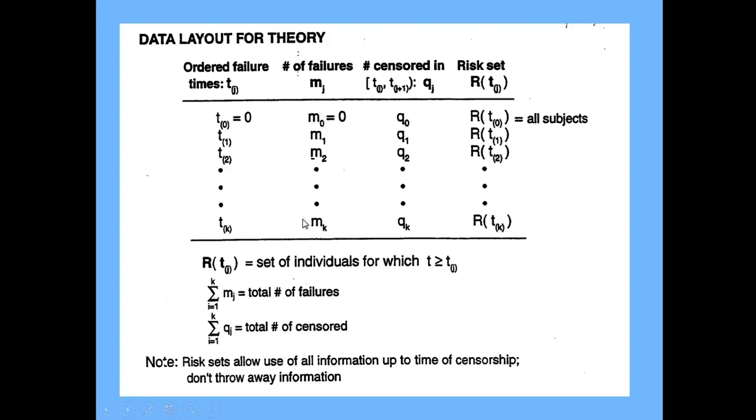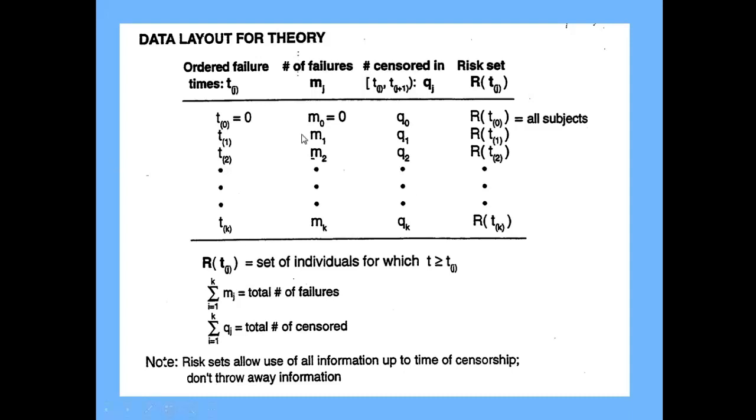What do you get? Total number of people that failed. This is the number of people that failed at time 0, nobody. The number of people who failed at this time, and this time, add them all up, you get everybody who failed. If you add this up, what do you get? You get the number of people who were censored. That's what you get. Total number of people who were censored.